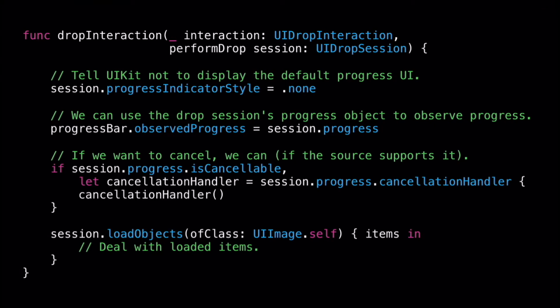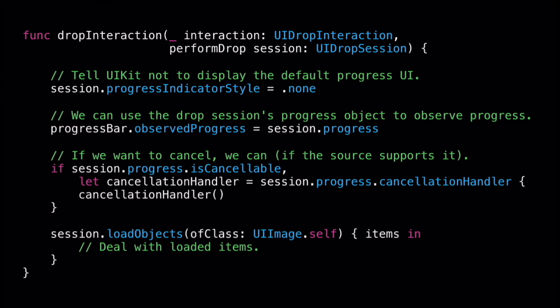So when you get a drop, you get an object called a drop interaction. Sorry, a drop session, and that represents the thing from the other process. You can say, I want my progress indicators. If you do not want what the Files app just did, you tell it not to put the progress UI up. So you say the progress indicator style is none. And what you're telling it is, you have no UI because I do.